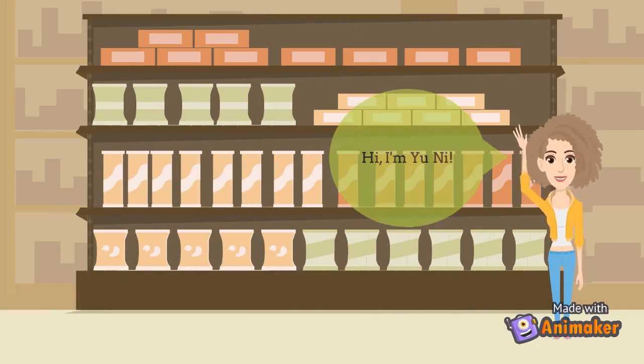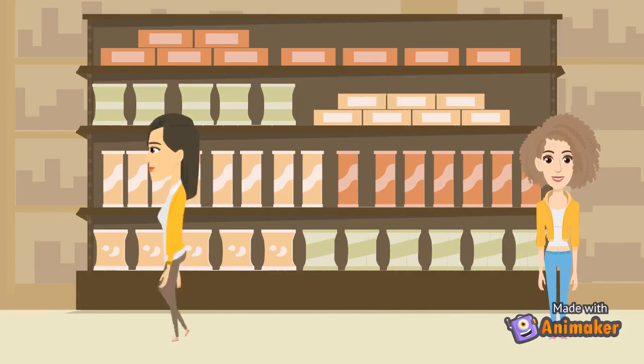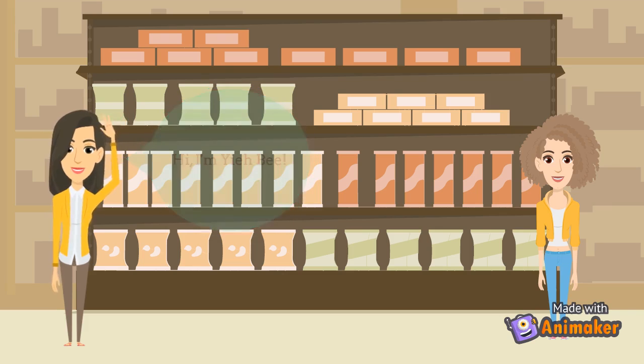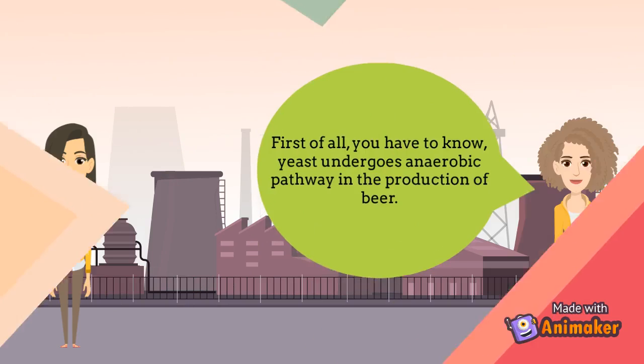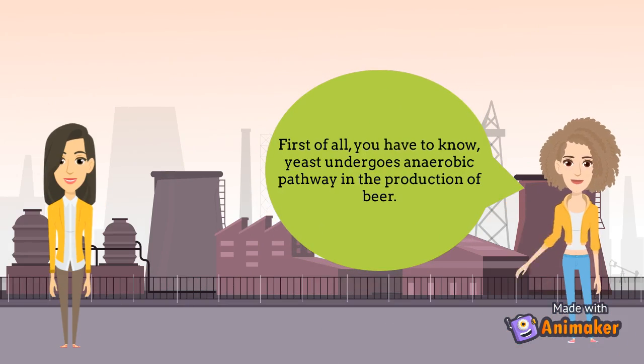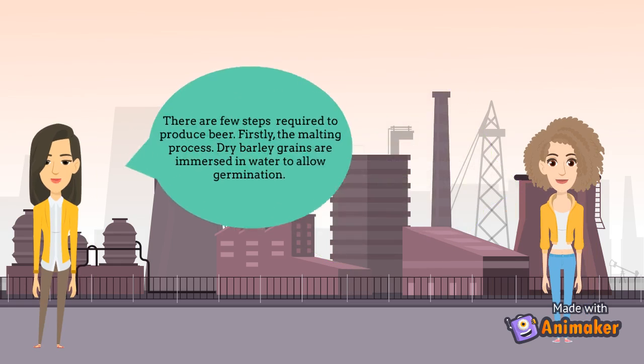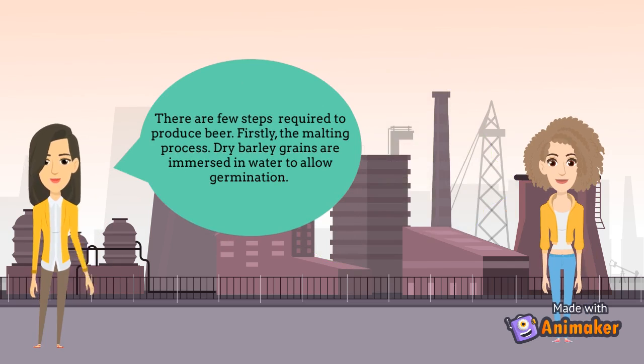Hi, I'm Uni. Hi, I'm Yabi. Let us explain to you the process of brewing beer. First of all, you have to know yeast undergoes anaerobic pathway in the production of beer. There are a few steps required to produce beer.